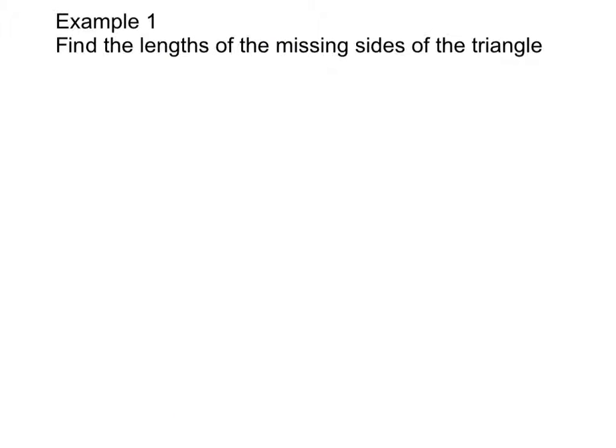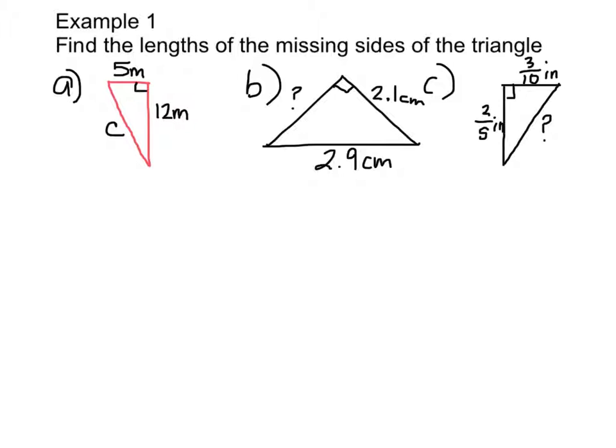Example number 1. Find the lengths of the missing sides of the triangle. So let me draw a few triangles here. Let's start with example A. We have a triangle with sides that are 5, 12, and C meters. So we're going to use the Pythagorean Theorem, A squared plus B squared equals C squared. Let's start plugging in what we know.